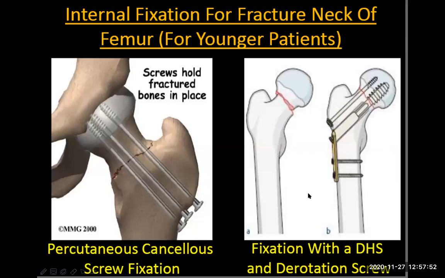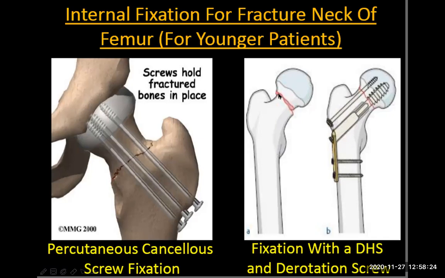Now, internal fixation for fractured neck of the femur in younger patients can be done like this. This is a percutaneous cancellous screw fixation. And this is fixation with a DHS and derotation screw. DHS is known as a dynamic hip screw. Dynamic hip screw means it can give compression to that fracture site. That's why it is known as dynamic. This is a very important way of fixation of a fracture.